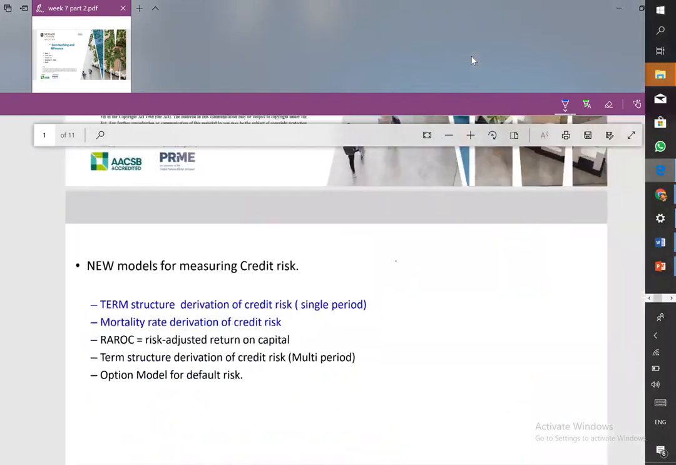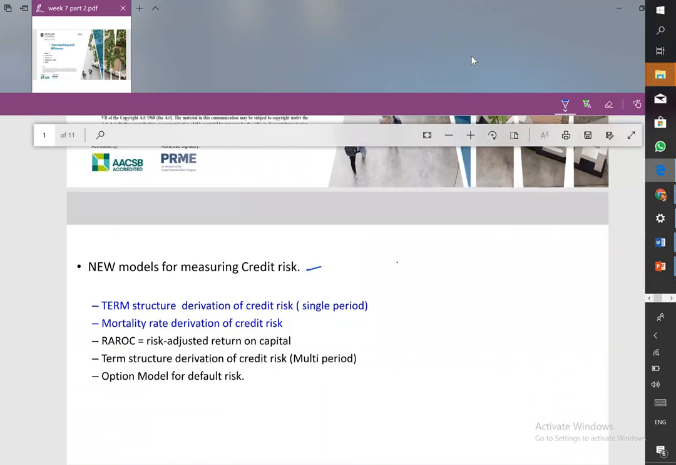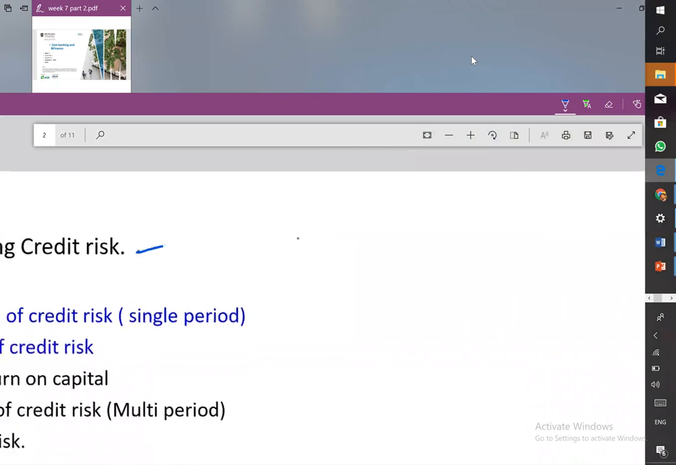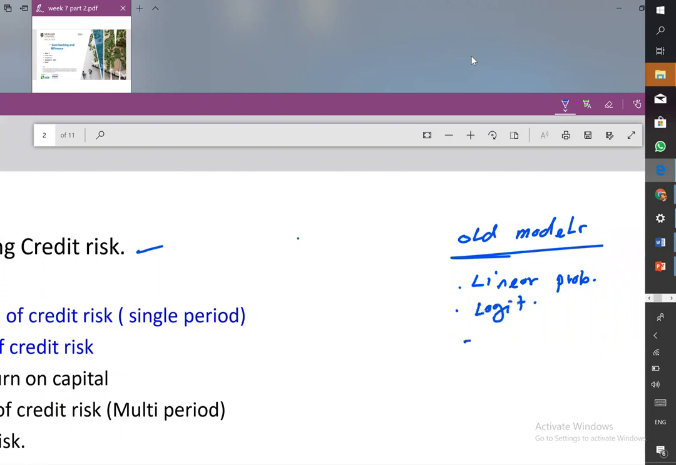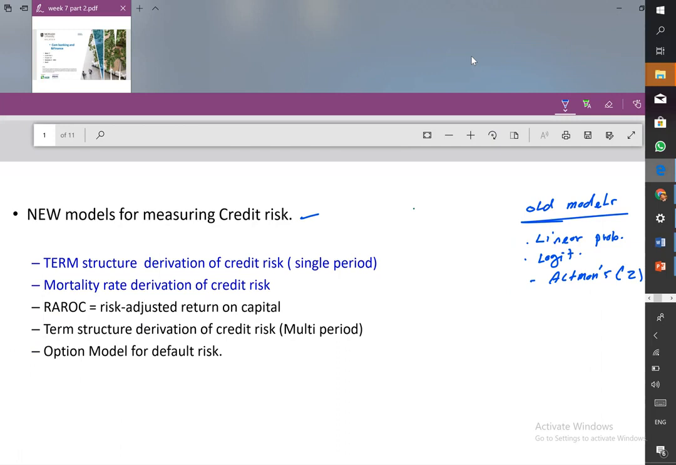In this part, we will talk about the new models for credit risk. As you know, we have talked about the old models, which are the probability models: the linear probability model, the logit one, and the Altman Z, the discriminant model. Now we move to the new models, called the term structure derivation of credit risk. This one we will take in this part, and these three we will take in week 8.